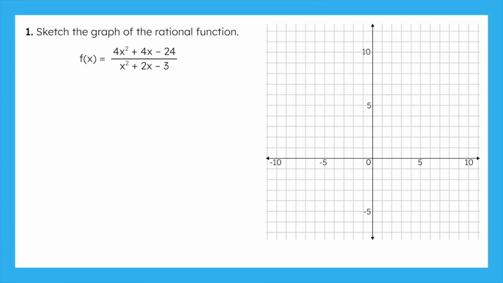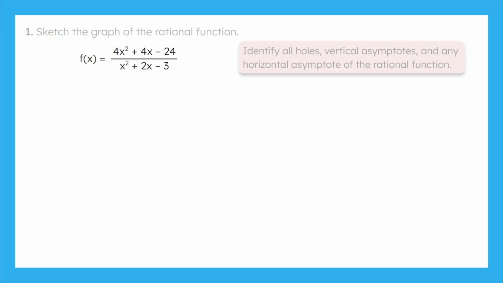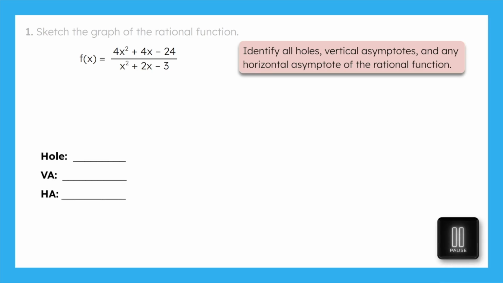First up, we're going to sketch the graph of the rational function f of x equals (4x squared plus 4x minus 24) over (x squared plus 2x minus 3). To start, we'll need to identify holes, vertical asymptotes, and any horizontal asymptote of the rational function. Pause the video here to find these key features.